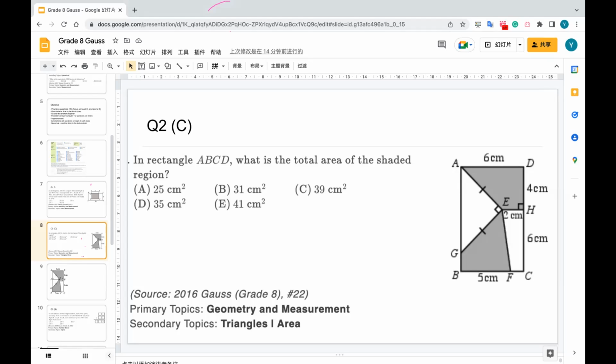Any idea? Sean, what do you think? Are you still working on it, or you almost done? Sean, are you here? Still working on it. Oh, okay, sorry.